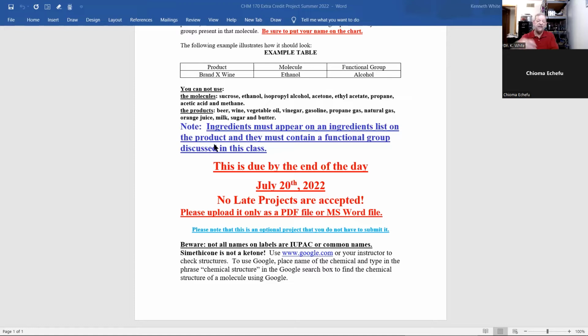Now, to use Google, place the name of the chemical that you're looking for, like ethyl acetate, and then type the phrase chemical structure. One of the first 3 hits you come up with will have the chemical structure. And you do that in the search box.